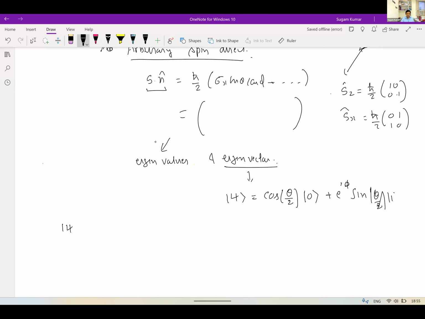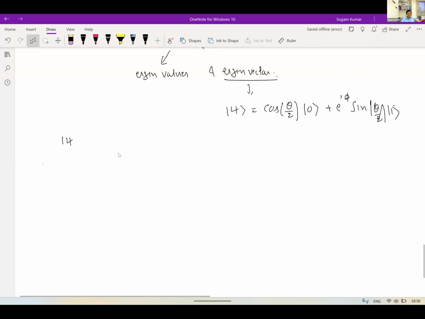Okay, it seems like there is some issue, but anyway, this is what I want to focus on now: that the wave function of the spin can be written in this way, and from there we will try to understand the Bloch sphere.